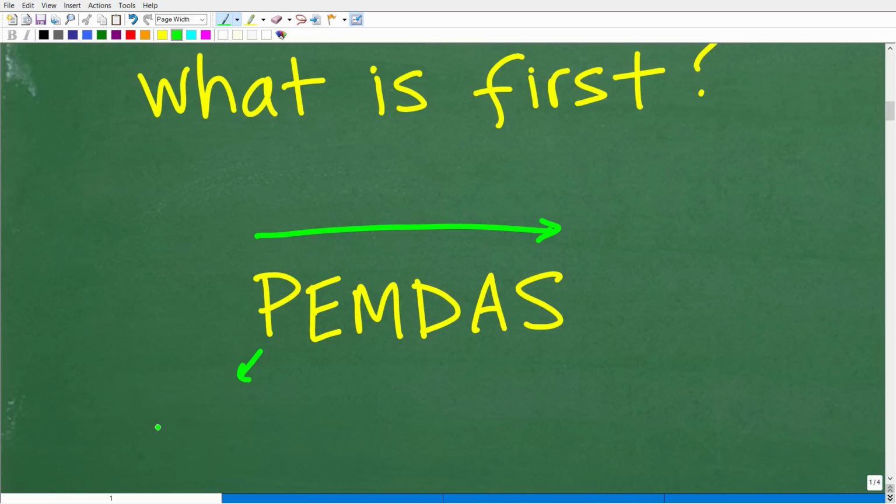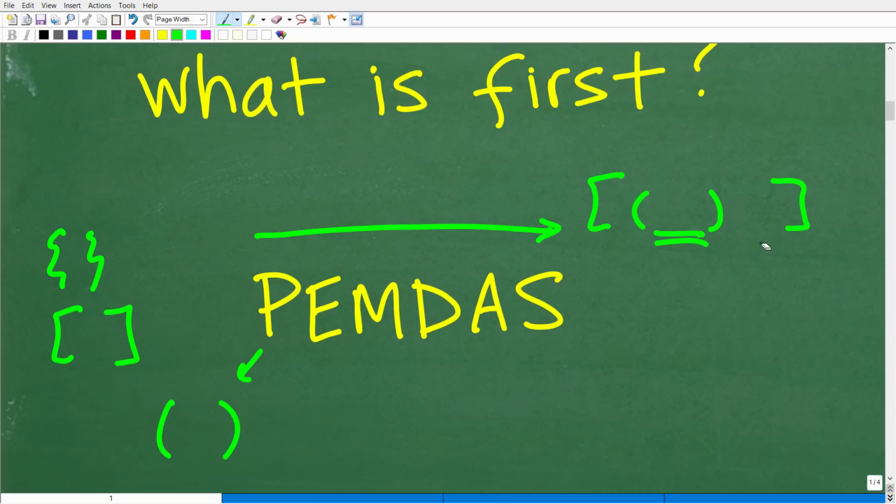So P stands for parentheses. Now, technically, it's what we call grouping symbols in math. So anything that's grouped together by parentheses or brackets like this, or even squiggly brackets like that, we're going to do first. Obviously, we have some parentheses in our problem. With this first component, grouping symbols, if you have multiple parentheses in your problem, you always work from the inside out. So that's the first thing we're going to look for, and obviously we have some parentheses.